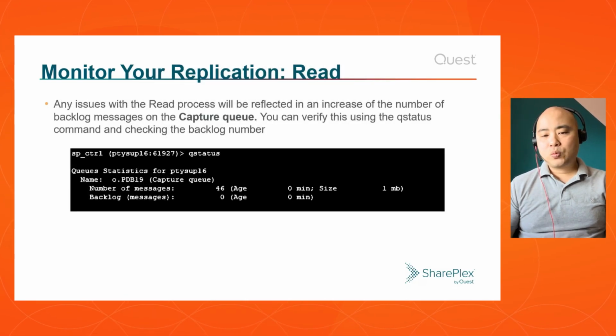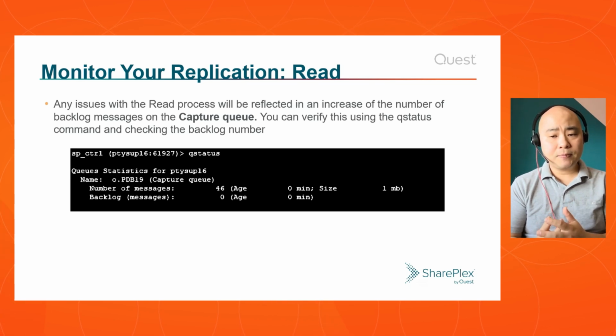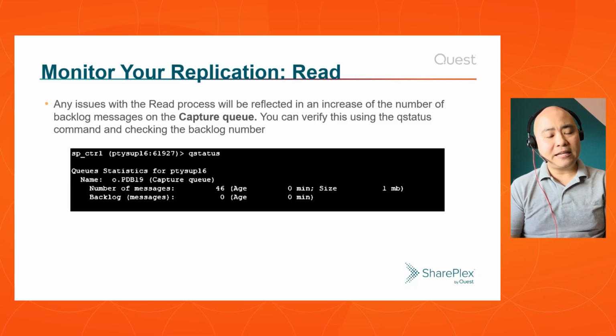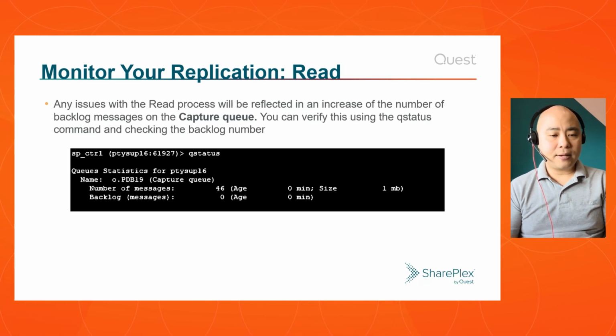As we mentioned earlier, the read process is the one that will get the information from the capture queue and process it. In the case of read, if you're encountering issues, it will be reflected in the queues. If you're having issues, you will see the backlog increasing, right? So a quick way to check issues with read, or if you want to monitor read, is running a queue status.